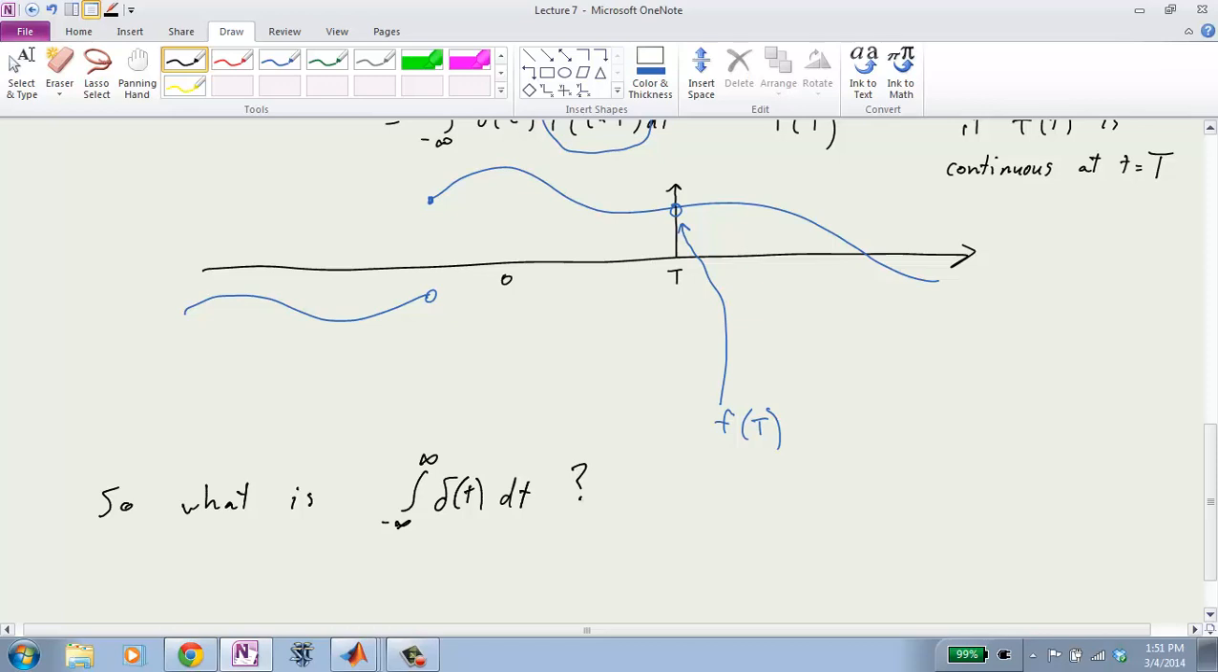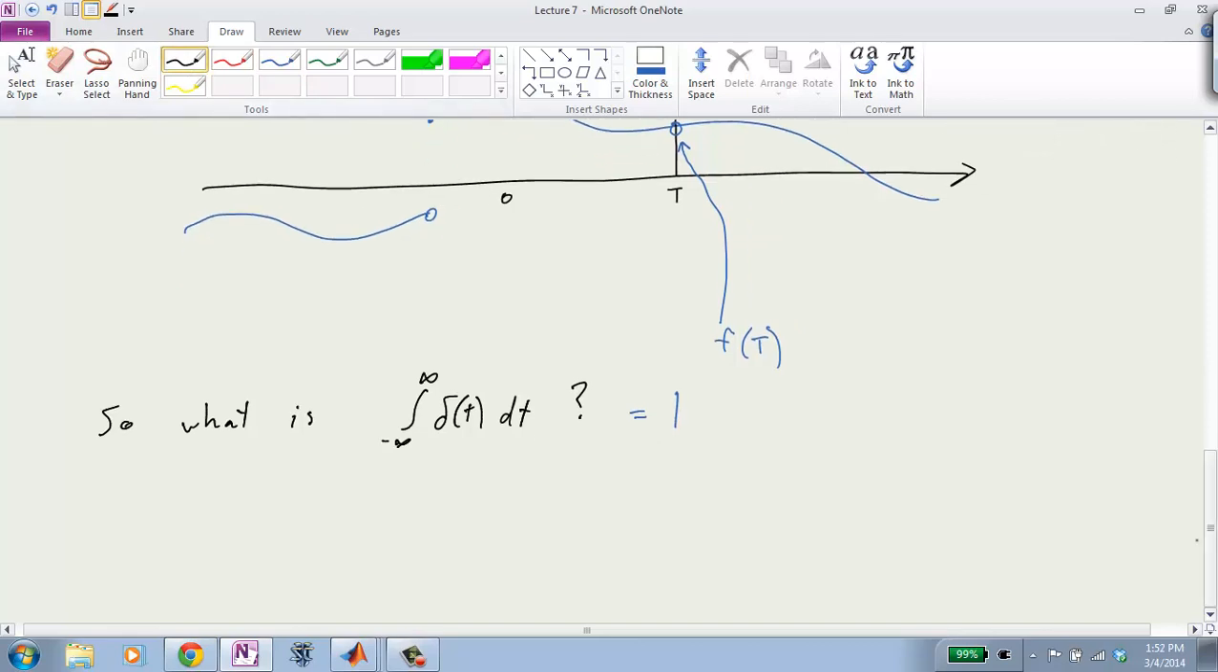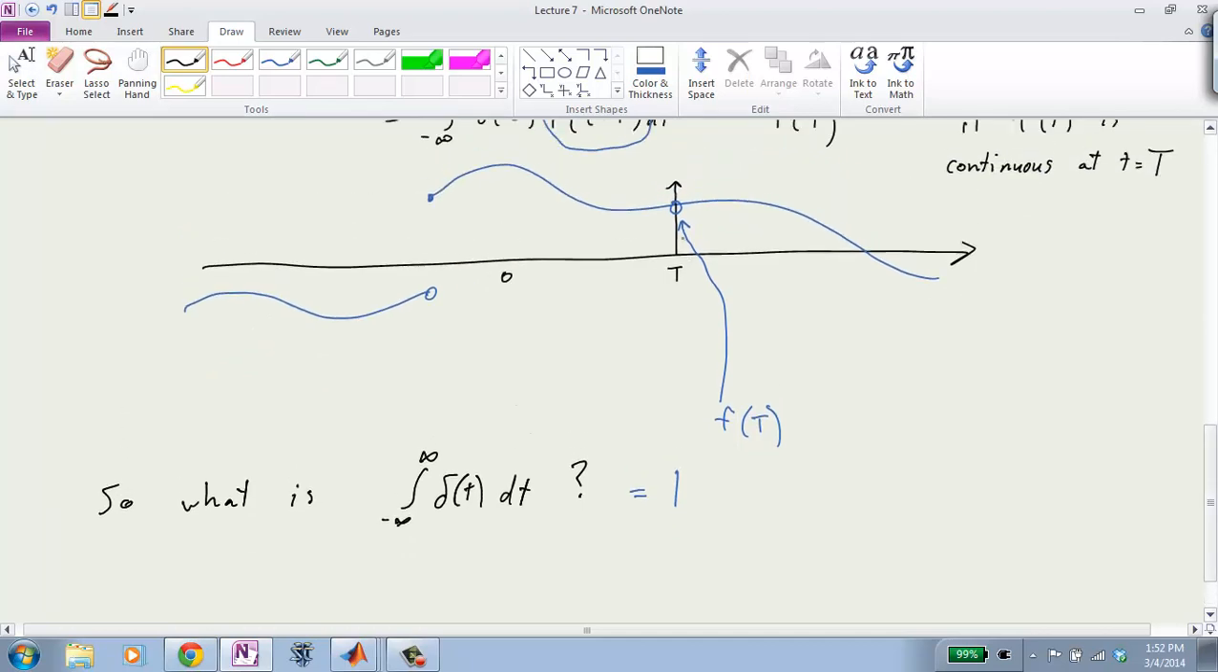What? 1. Someone said 1. Okay, so it equals 1. So this function, when you integrate it, it has an area of 1. Interesting, because we think of it as only existing at one point on the line.